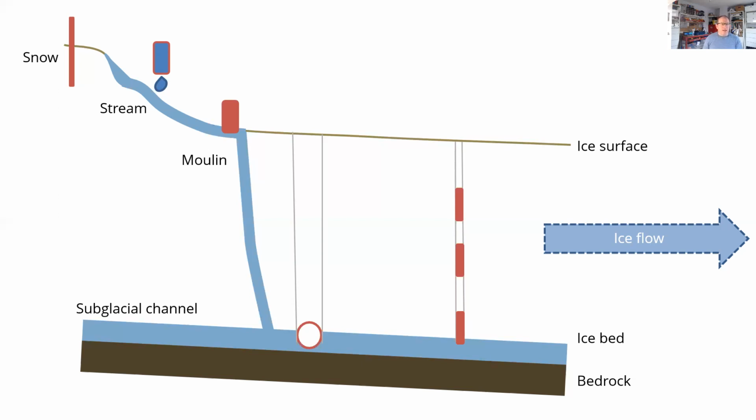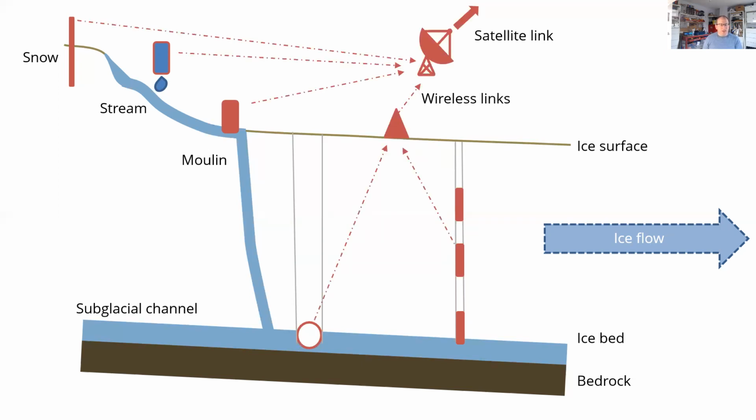And then the idea is that all of these instruments are wirelessly linked using the same wireless link technology that we have from Cryoegg. And there's a receiver on the surface for picking up the signals coming from within the glacier. And then we relay the signal onto a satellite terminal and provide our data in real time.